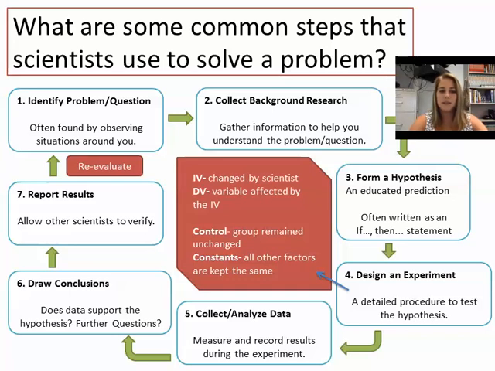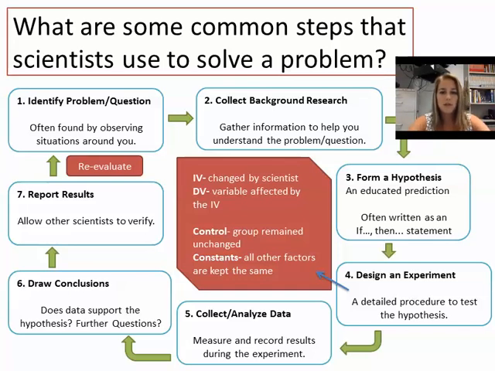The first step is identify the problem or question. And often this can be found by observing situations around you. If you see something out in the open and you wonder how does that happen or why does that work, that's how you're going to be able to form your question. Or if you stumble upon something that's not clear, that's going to be your problem. So to start the scientific method, you need to identify the problem or question that you plan to investigate.